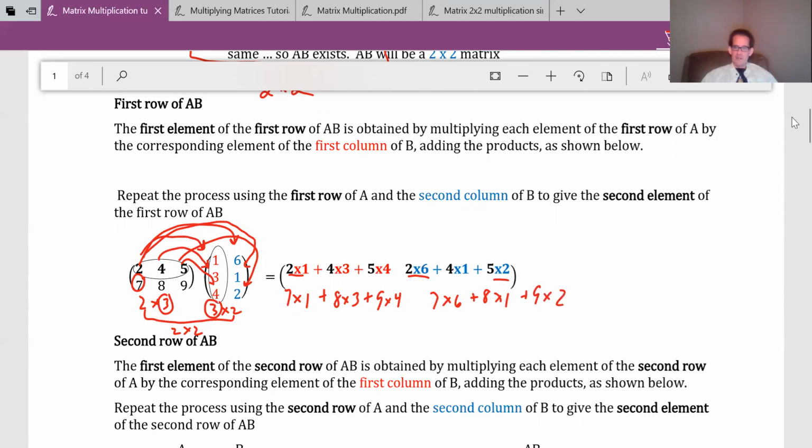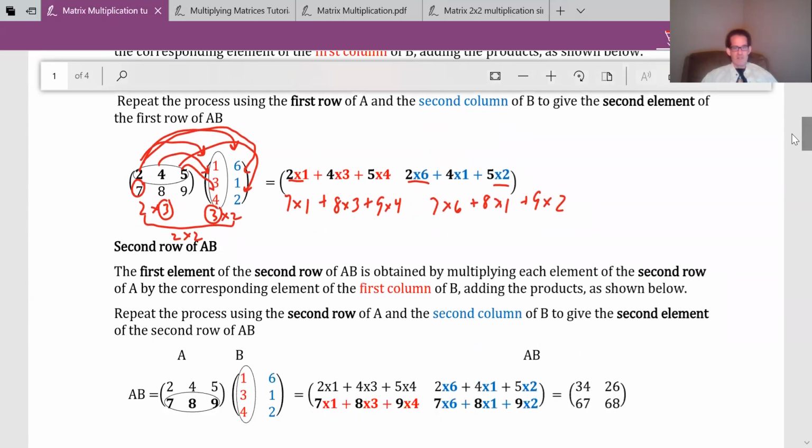And then you'd simplify these, and you can see that happening right down here. So here's the 7 times 1, the 8 times 3, 9 times 4. That looks good. 7, 6, 8, 1, 9, 2. Okay, so 2 times 1 plus 4 times 3 plus 5 times 4. 2 times 1 is 2, 4 times 3 is 12, and 5 times 4 is 20. They're just adding these numbers, and that's where they get this 34. So 2 plus 12 is 14, plus 20 is 34.